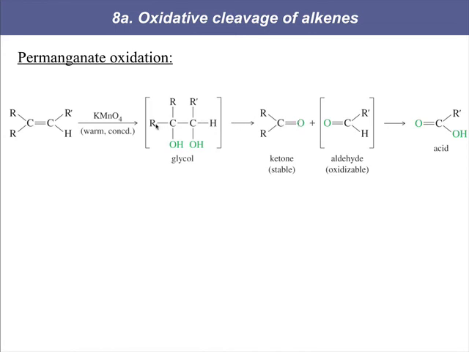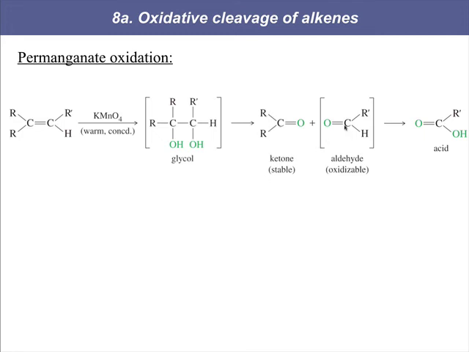So the carbon on the left with the 2 R groups gets a double bond O with the 2 R groups, and the carbon on the right with the H and the R prime gets an H and an R prime. Now, the ketone can no longer be oxidized. We cannot increase the number of oxygen bonds or decrease the number of hydrogen bonds. We're stuck here. The ketone is stable at this point.